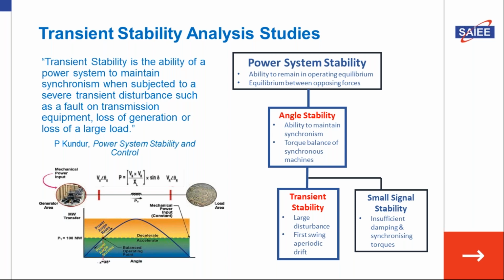In this case, if we're talking transient stability, it falls under the classification of angular stability, where we look at the ability to maintain synchronism. If a machine is transiently stable, it can maintain synchronism with the entire system. Basically, the torque balance of the synchronous machine is maintained. That is tested when we get a large disturbance in the system, such as a fault. But for the small signal stability case, which I will talk about later, it's when you have insufficient damping. In this case, we're looking at small changes of generation and loads that might end up with small signal instability.